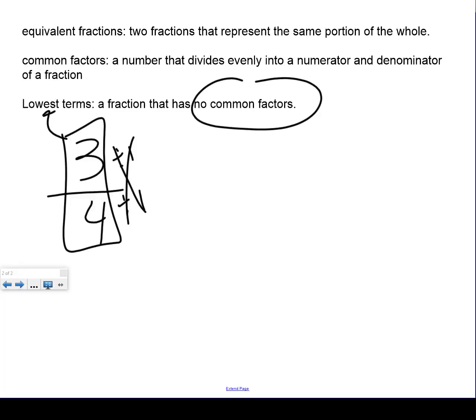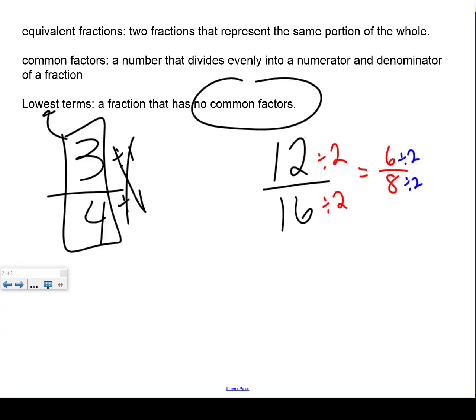Okay, let's look at 12/16. What numbers divide evenly into 12 and 16? There's actually a couple, but we're going to start with 2. Why? Because it's easier to find a small number. I know that 2 goes into both of them evenly because they're both even numbers. So when I do this, I end up with 6/8. Why? Because 2 times 6 gave me 12 and 2 times 8 gave me 16. I know that 6 and 8 can both be divided by 2. Why? Because they're both even numbers. And so when I get this answer, I end up with 3/4.